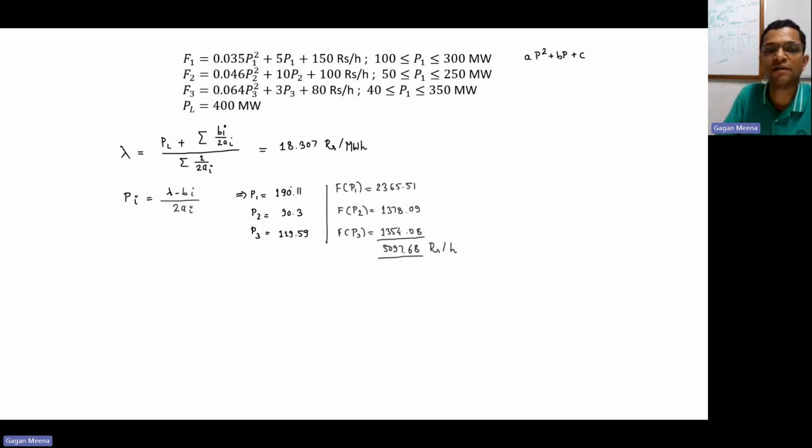Now we find that P1 is 190, which is within the bound. P2 is 90, which is also within the bound. And P3 is also within the bound. Directly we can substitute P1, P2, P3 here and calculate the total cost. Suppose one of the generators goes out of the bound, then we bring it within the bound and then check.